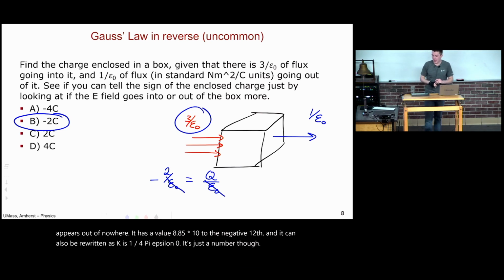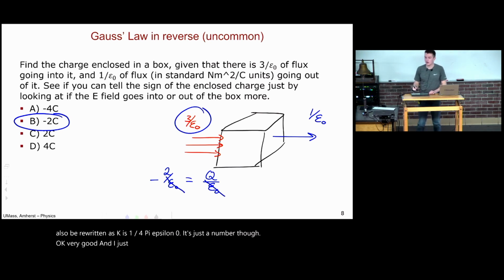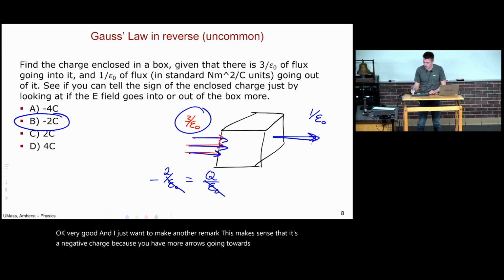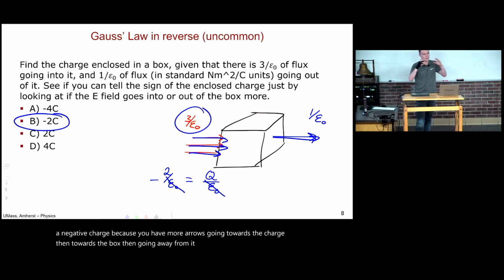Okay, very good. And I just want to make another remark. This makes sense that it's a negative charge because you have more arrows going towards the box than going away from it. And that's vaguely what happens when you have a negative charge, right? Electric field points towards the negative charge. So that's how you can sort of guess that it's negative before doing the problem.